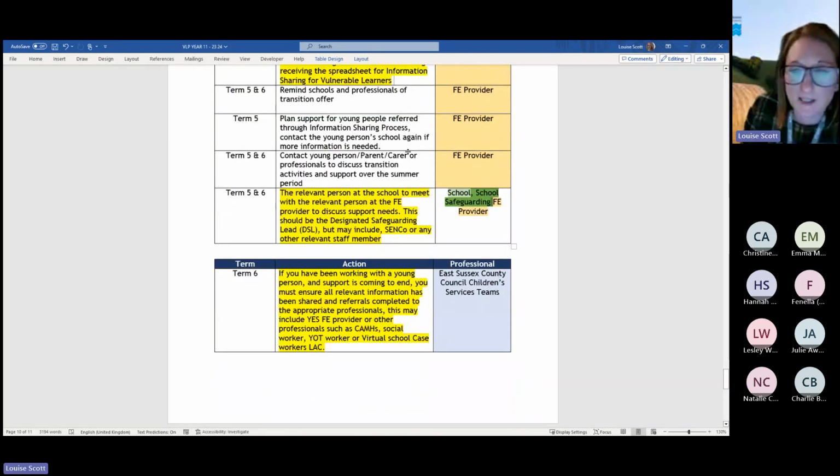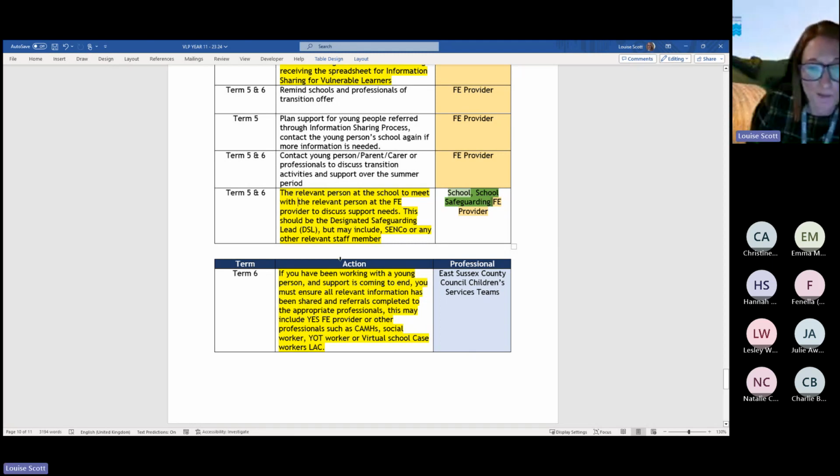Then term 5 and 6, sticking here with school safeguarding and further education provider. The relevant person at the school to meet with the relevant person at the FE provider to discuss support needs. This should be done by the designated safeguarding lead, but may include SENCOs or other relevant staff. That's why that's the school safeguarding and the FE provider. So that meeting should be held in term 5 or term 6.